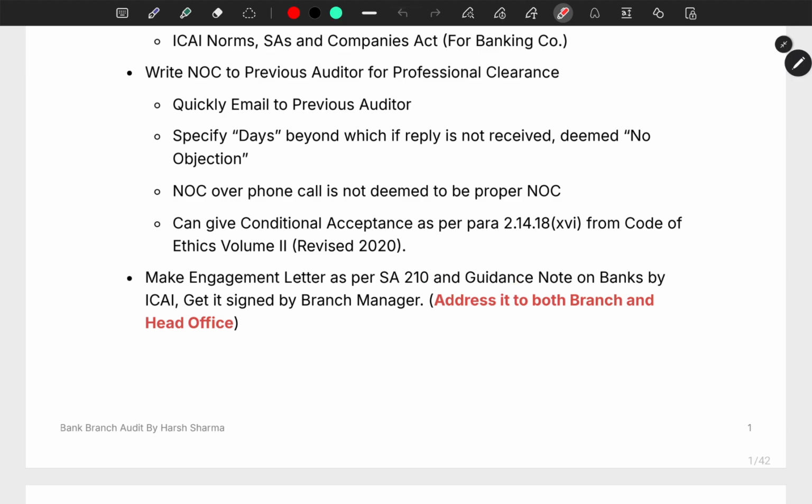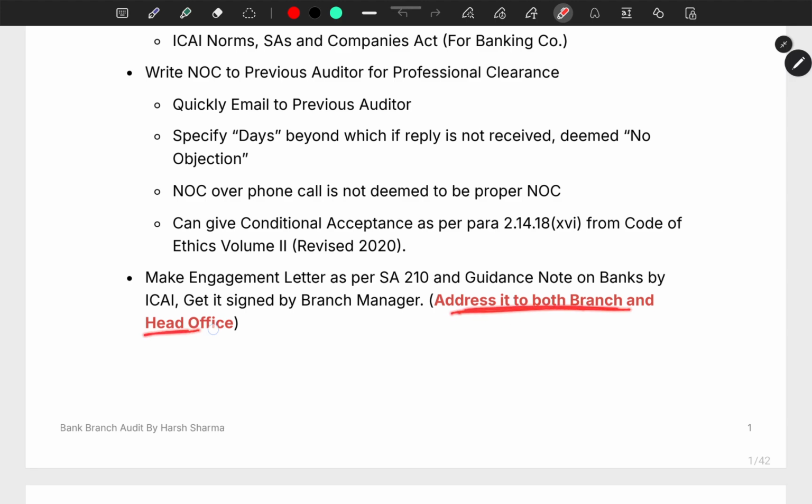And make an engagement letter. The format is given under the guidance note by ICAI, and you have to get it signed by the branch manager, because even though you're appointing authority, the agreement you are making is with the management of the bank, but that's something they would not respond to individually to all of your branch auditors. So you have to get it signed from the branch management. That's your appropriate authority to get it signed with.